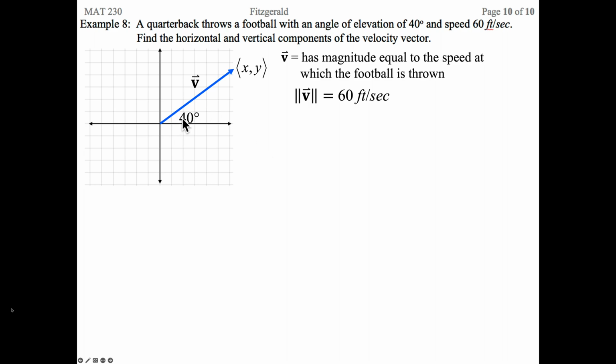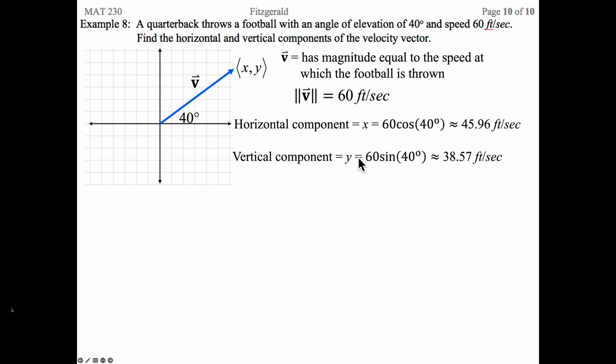We have our theta, so we can find our horizontal component, that's the x. So x is going to equal 60 times cosine of 40 degrees. Plug it into the calculator, find your answer. Vertical component will be y equals the magnitude times the sine of 40 degrees. So 60 times sine of 40 degrees in your calculator is 38.57 feet per second.